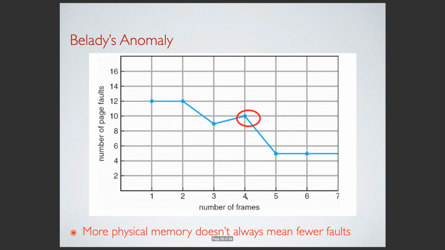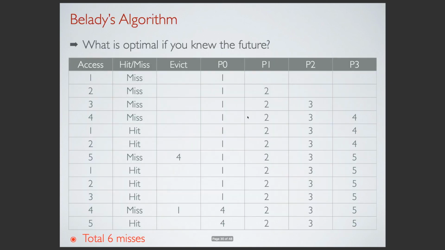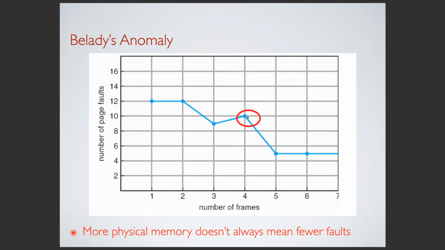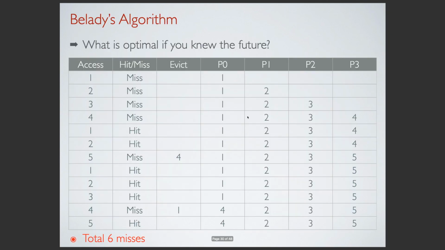It's weird. This is called Belady's anomaly. So more physical memory doesn't always mean fewer faults. Here it just means that my algorithm is not that great, and it creates this kind of anomaly where sometimes having more memory is actually slowing down things, which is kind of nonsense. Belady, the guy who found out that FIFO was not great, actually proposed the optimal algorithm, which is the algorithm that is going to minimize the number of faults.